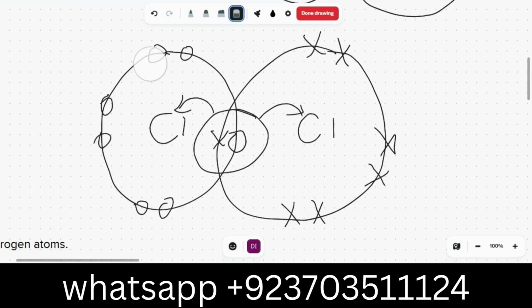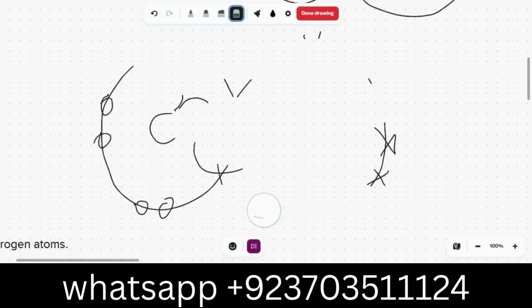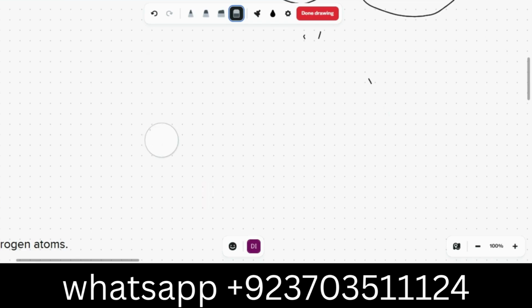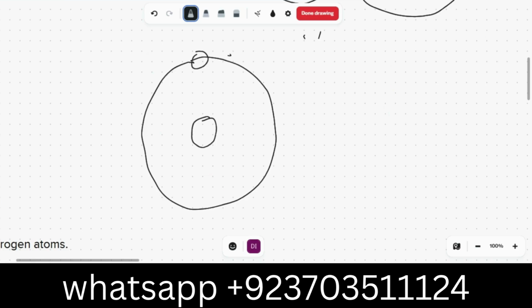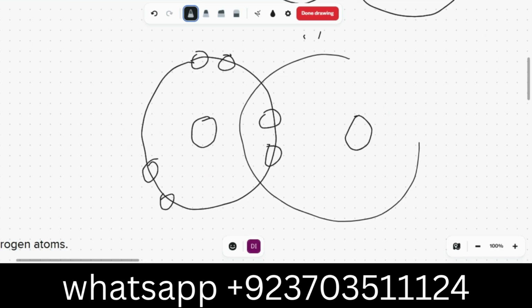Now the last example that we are going to talk about in this lecture is oxygen. So I will just remove this. Just one second. Yes, now what about oxygen? How many electrons does oxygen have? One, two, three, four, five, and six. How many electrons does oxygen need? Oxygen needs eight electrons to make a stable atom. So one, two, three, four, five, six, and then seven and eight.